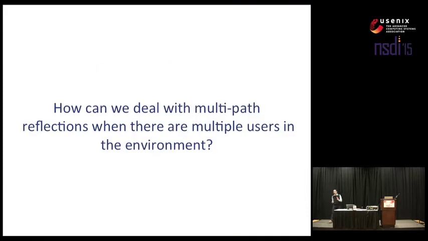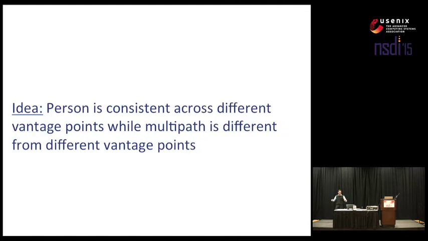Well, our idea at a high level is that a person will appear in the same location when you view him from different vantage points, but multipath will be inconsistent. So to intuitively understand that, I want to ask you to look at me. People who are looking at me from this part of the crowd will see me here, but will get reflections from over there. But people who are looking at me from this part of the crowd will see me here, but will get multipath from behind me.